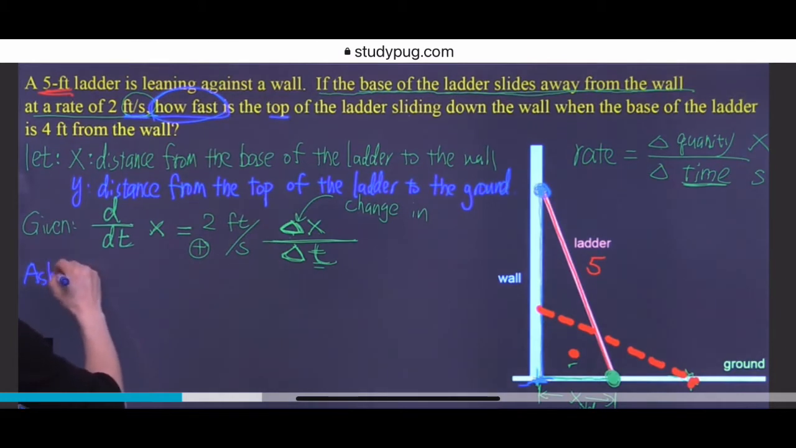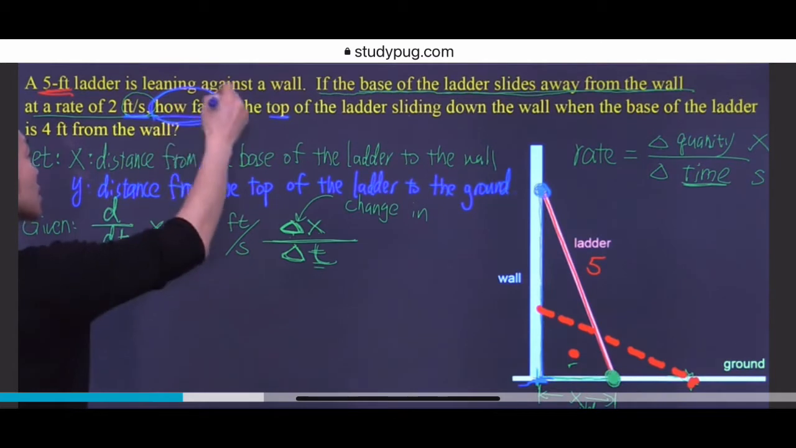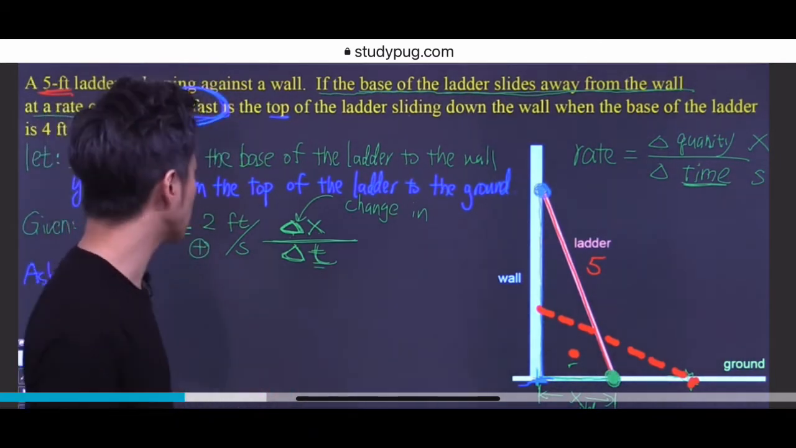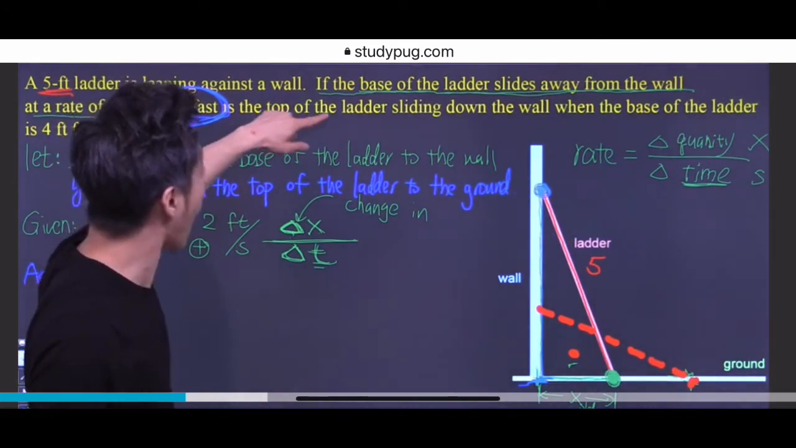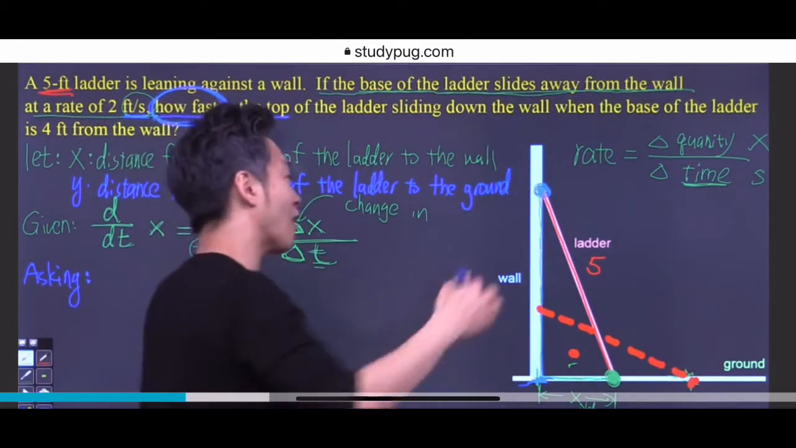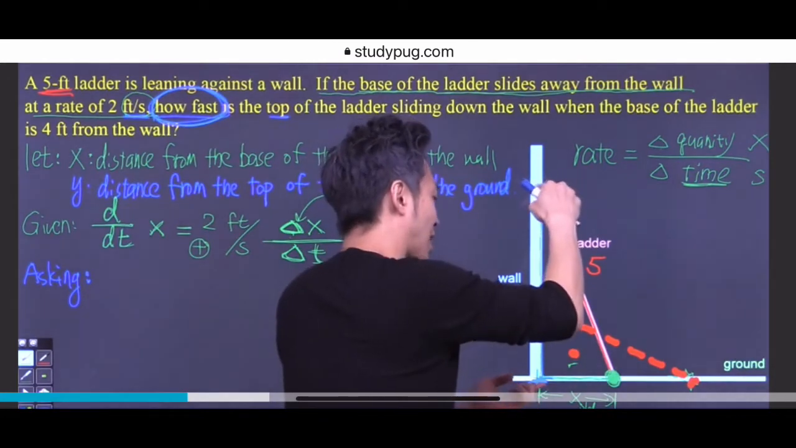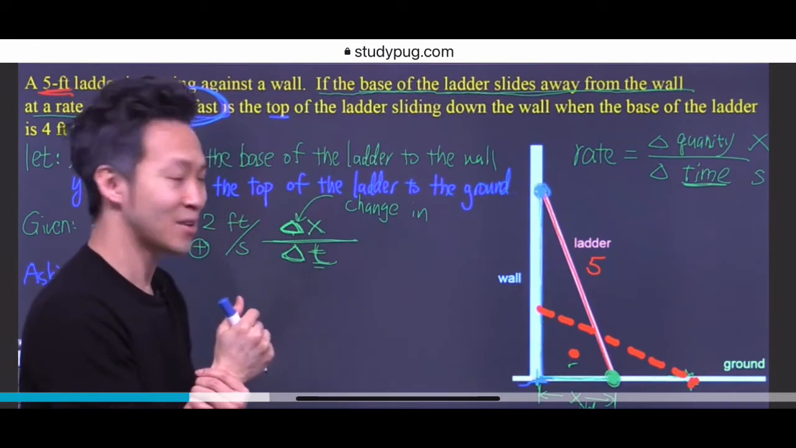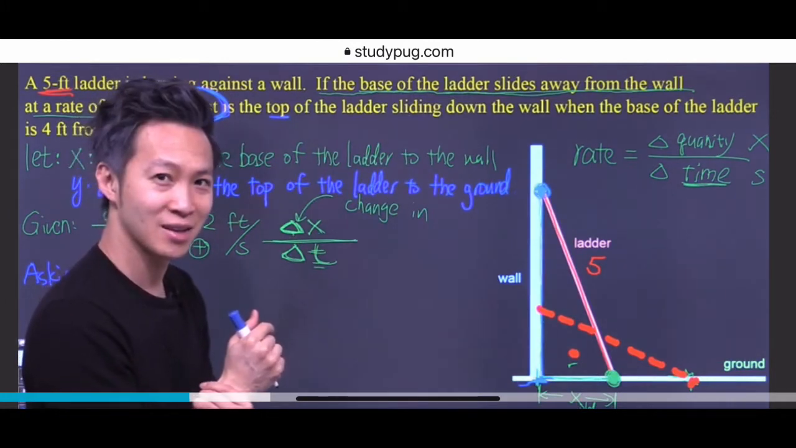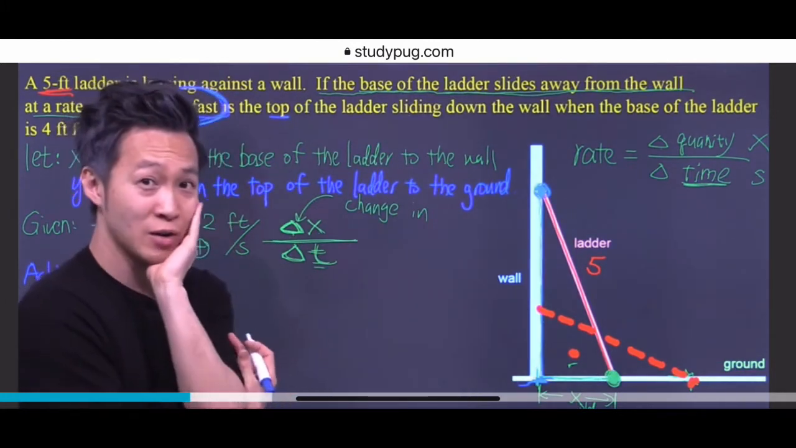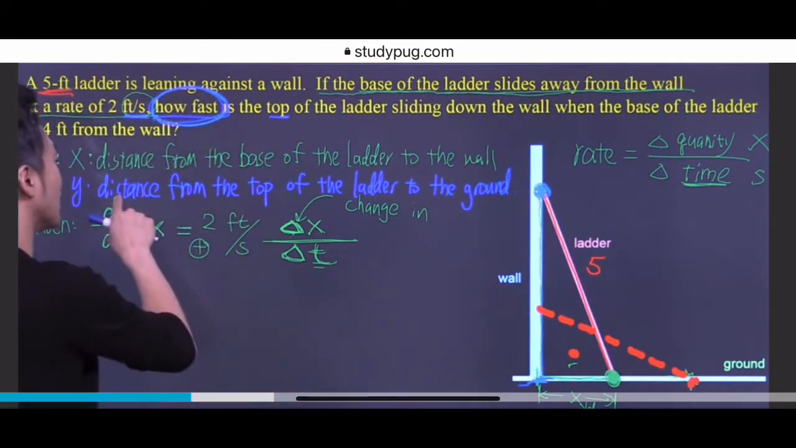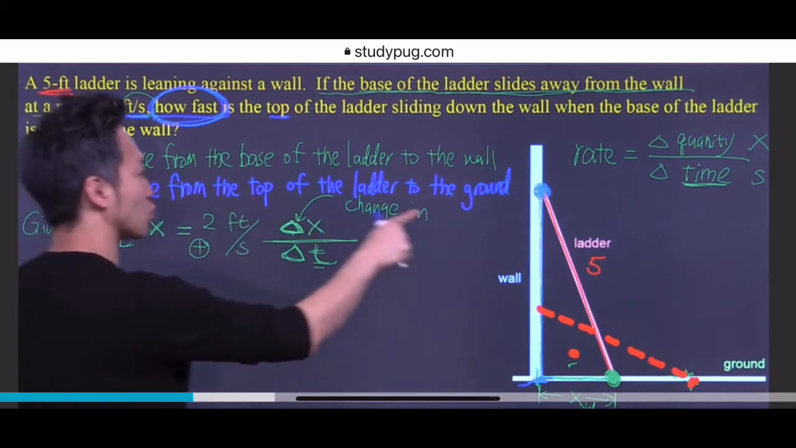So in the third step, let's express the asking rate. The question is asking about how fast is the rate of what quantity. Now, how fast is the top of the ladder sliding down? How fast is the top of the ladder sliding down? So that's asking about the rate of what quantity? Y, right? Because remember, y is defined as the distance from the top of the ladder to the ground.